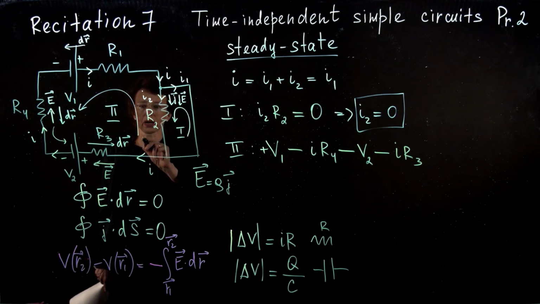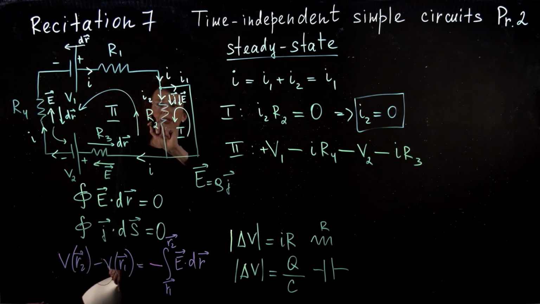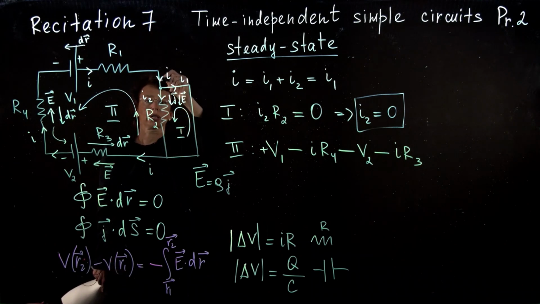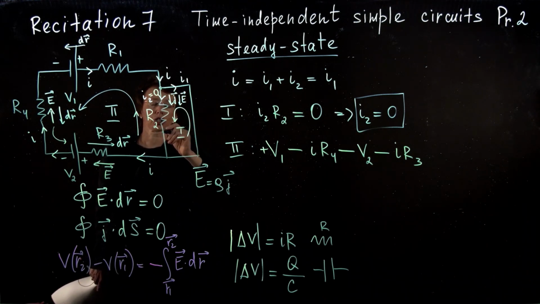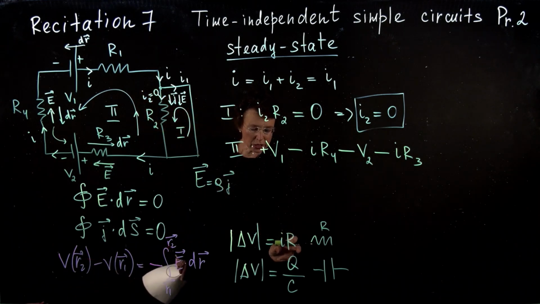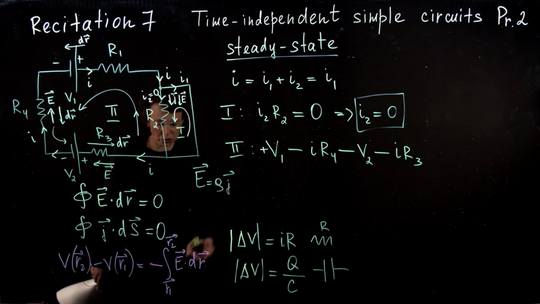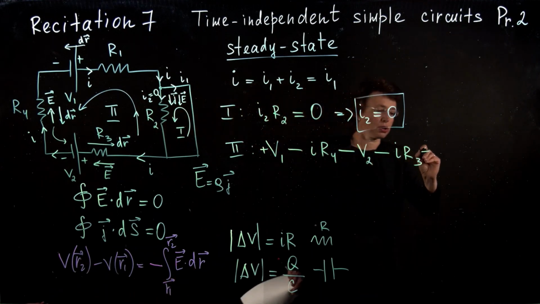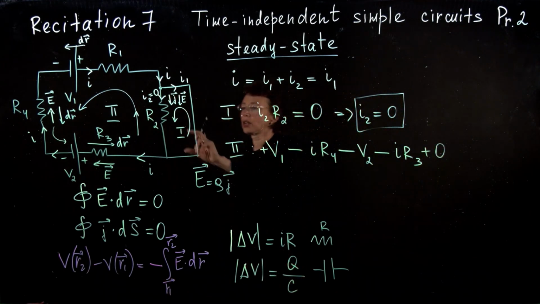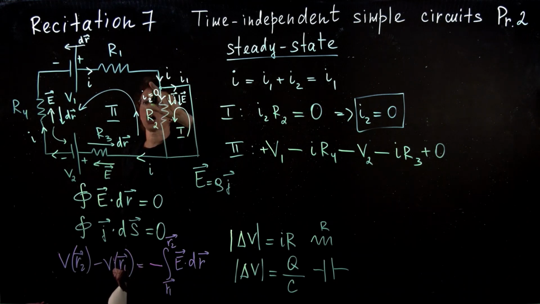Then we come here, we keep going. Next is R2. Current I2 is 0. The current through this resistor R2 is 0. Zero current means zero change in voltage across this resistor, or zero change in E dot dr. That's why I put 0 for E dot dr across this resistor R2.